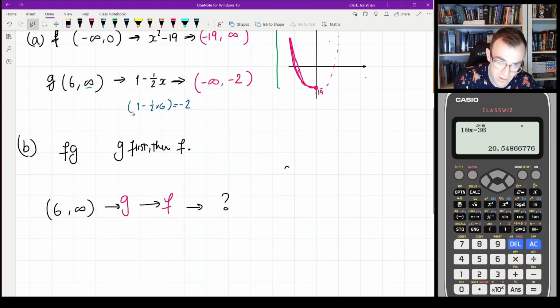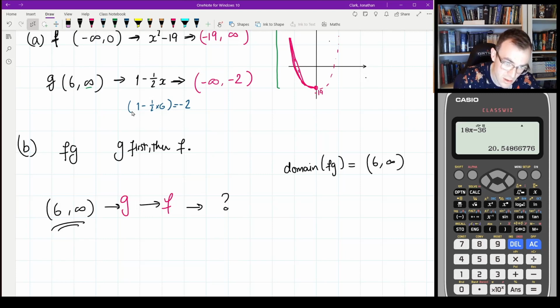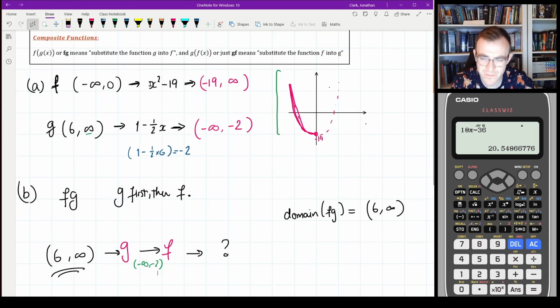So the domain of fg is just what numbers went in the first place, and that is the same as the domain of g. What numbers come out? So once you do the function g on it, the numbers that we get out are minus infinity to minus 2, and then you're going to do the function f on that. So we already know that plugging in a large negative number into f is going to be unbounded. Plugging in minus 2. Okay, so let's see.